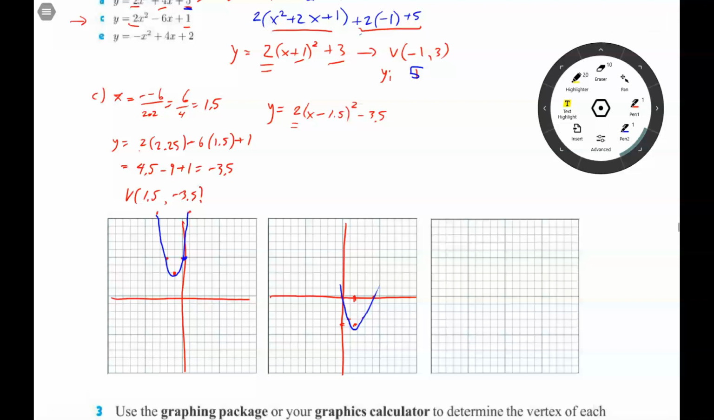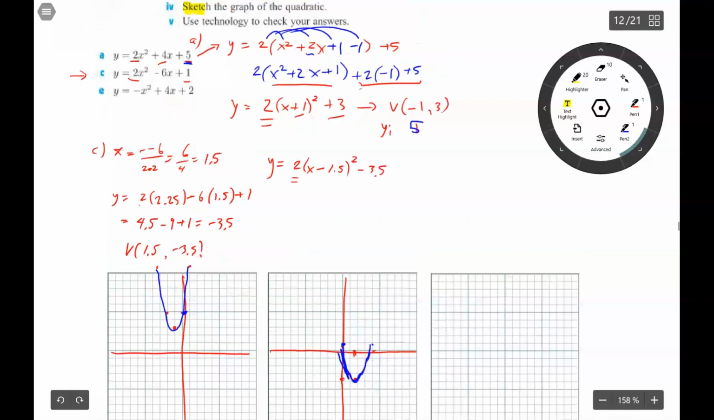Oh, what's the c value, by the way, or what's the y-intercept? The y-intercept is plus 1. So it should be right there. Okay, kind of like that.